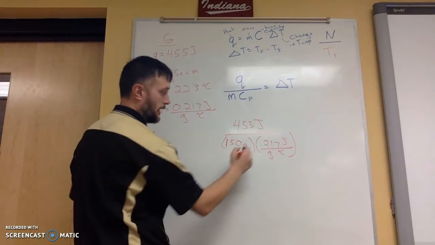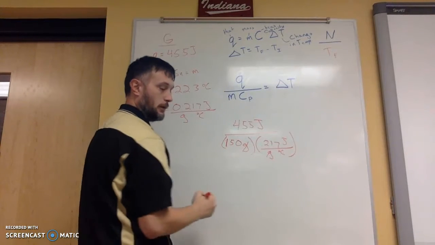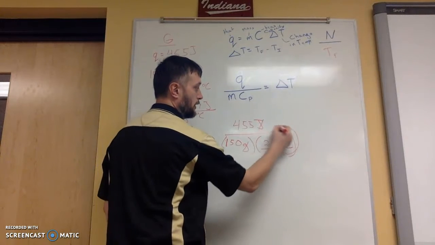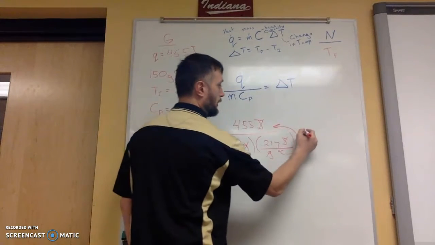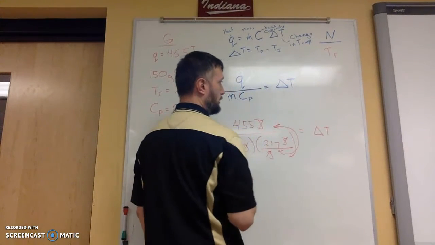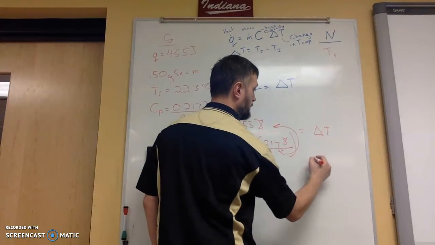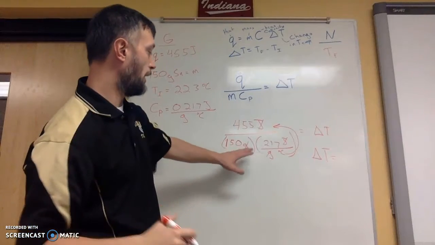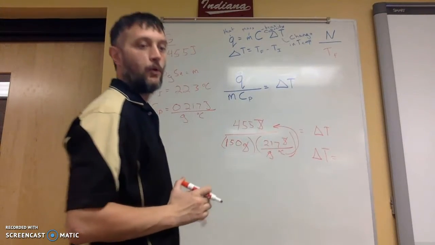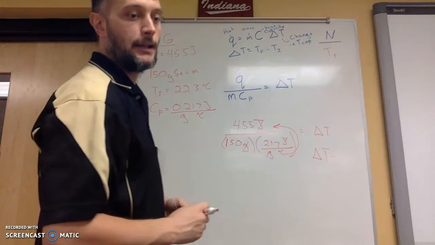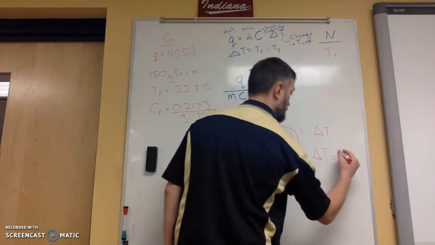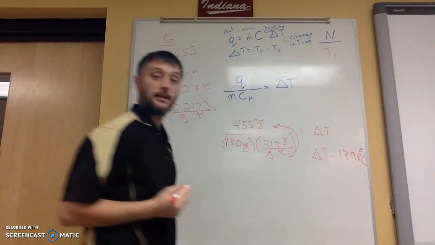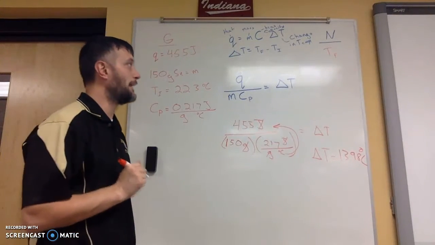Okay, so let's do some unit cancellation. We've got grams and grams on top and on bottom. Then we've got joules and joules. That'll cancel. Then my Celsius moves up top. That all equals delta T. So delta T, when I do 455 divided by the quantity 150 times 0.217, I get 13.98 degrees Celsius. So my delta T is 13.98.